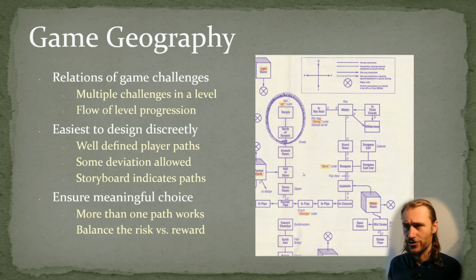And there is a meaningful choice. For example, I could go from here to this hall or to the ruins. So that more than one path works, and there's also a balance between risk and reward in this case.